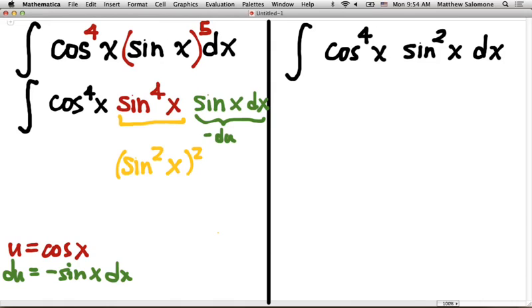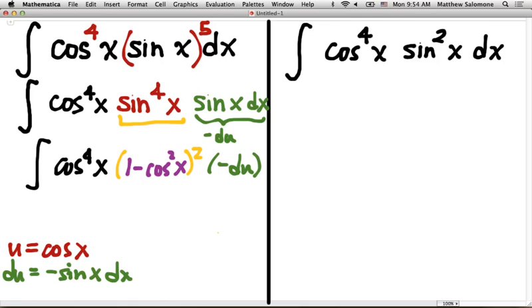And now the Pythagorean identity lets us trade out the sine squared. Minus du here. Whatever. Cosine to the fourth out in front. But sine squared is 1 minus cosine squared. So we can replace the sine squared, just the same way we did before. And now our entire integrand is in terms of u, namely u to the fourth times 1 minus u squared, quantity squared, times minus du.